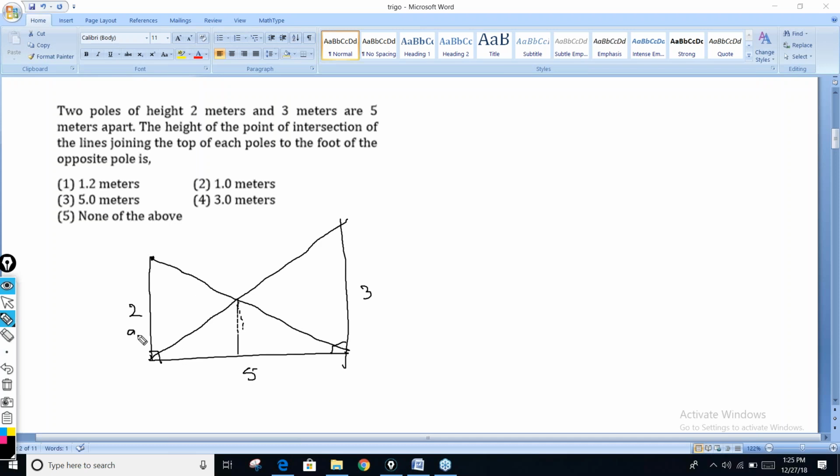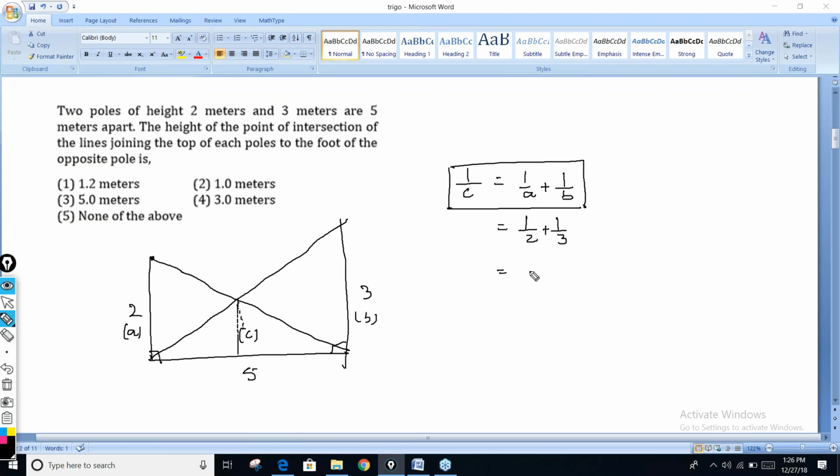Otherwise, just remember, if this length is A and this length is B, and we need to find the length of this C, then with the help of similarity we get a direct relation: 1 by C is equal to 1 by A plus 1 by B. Remember this. This is a very useful direct relation between these three lengths. So 1 by 2 plus 1 by 3 is 3 plus 2 over 6, that is 5 by 6. So 1 by C is 5 by 6, so the length of C is 6 by 5, which is 1.2 meters.